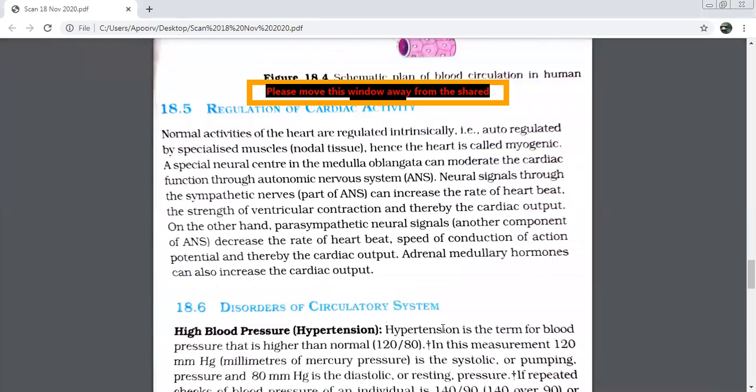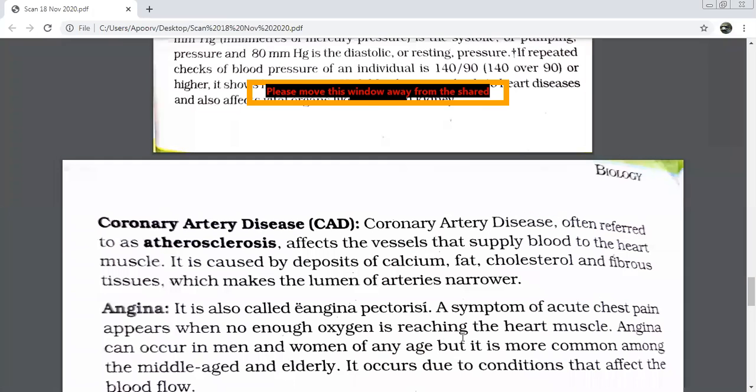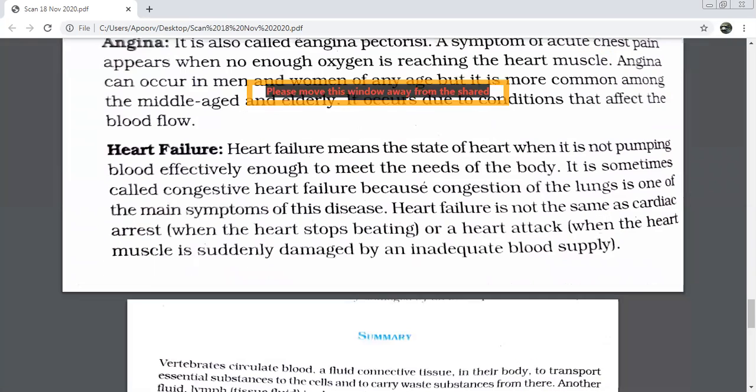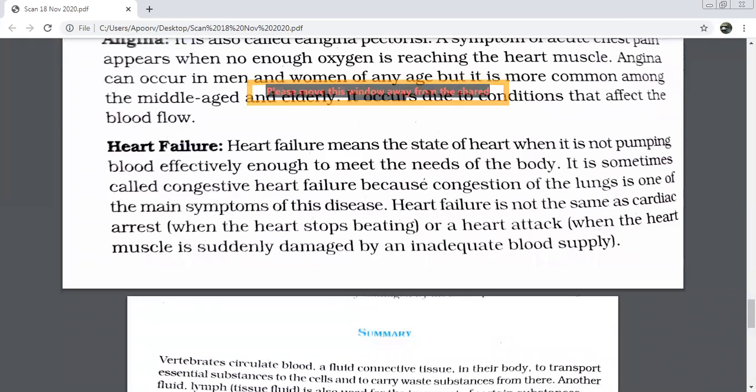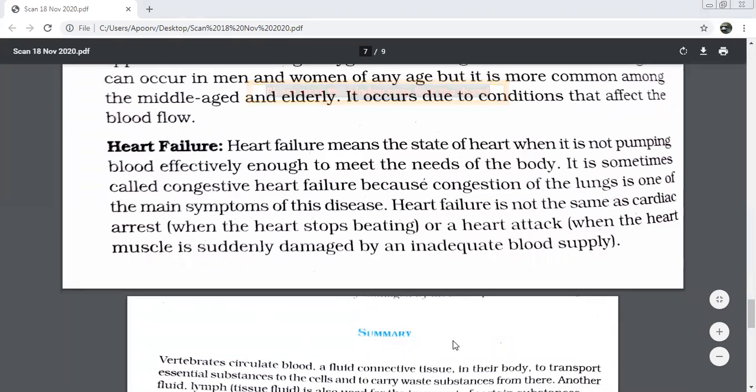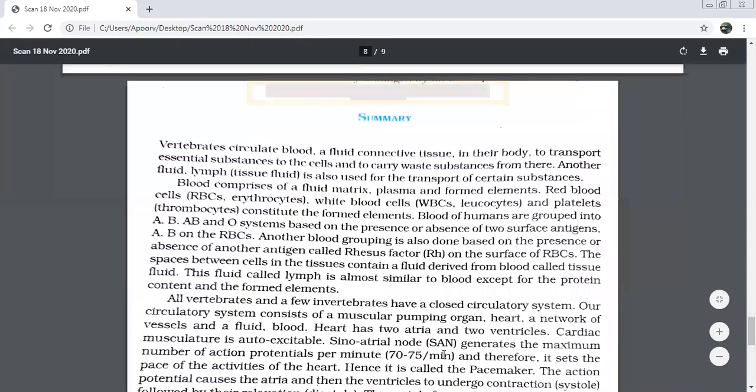So we are done with hypertension, CAD, angina, and heart failure. Now we are going to go to something very important of this chapter, that is the summary. I put questions from the summary as well.